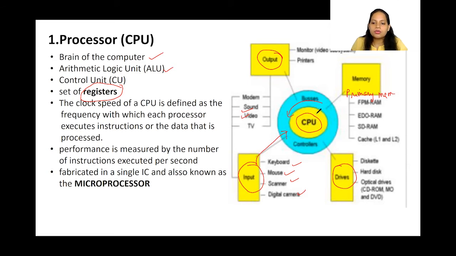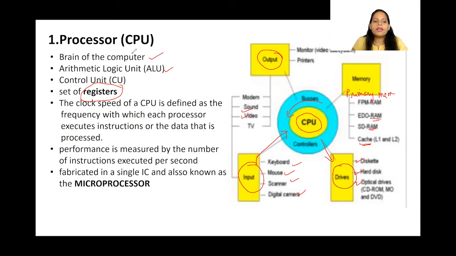Via buses, it comes to the CPU, and also it might want to store it in the secondary devices. That time it will store it in drives. It can be diskettes, hard disk, optical drives, etc. And it might want to save it temporarily in the primary memory for the calculation purposes. So it can be RAM and ROM, or it can also be cache memory.